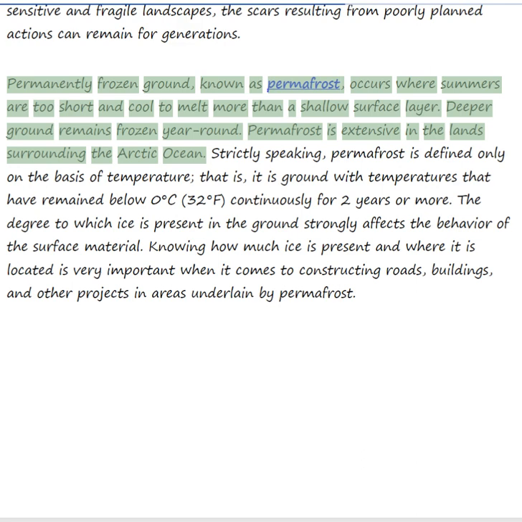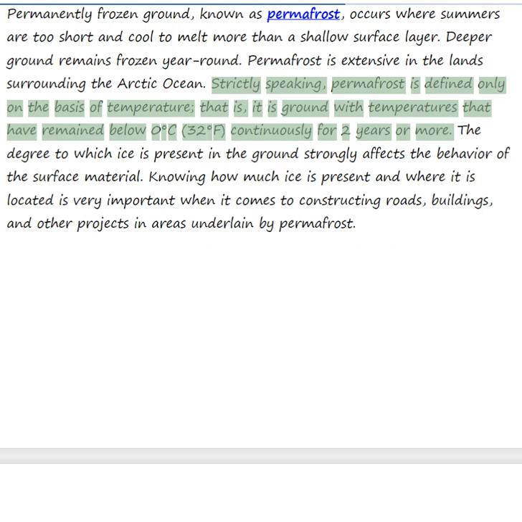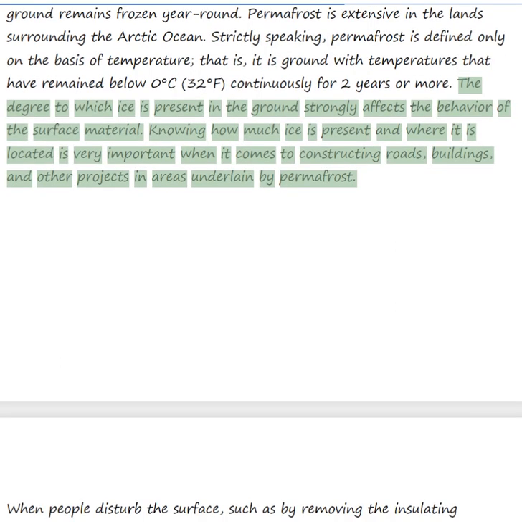Permafrost is extensive in the lands surrounding the Arctic Ocean. Strictly speaking, permafrost is defined only on the basis of temperature, that is, it is ground with temperatures that have remained below 0 degrees Celsius continuously for 2 years or more. The degree to which ice is present in the ground strongly affects the behavior of the surface material. Knowing how much ice is present and where it is located is very important when it comes to constructing roads, buildings, and other projects in areas underlain by permafrost.